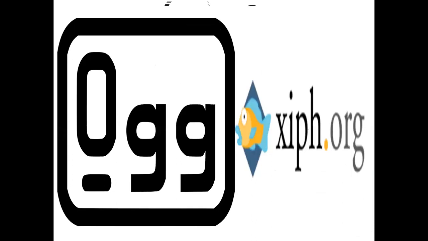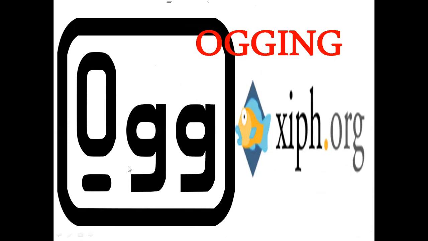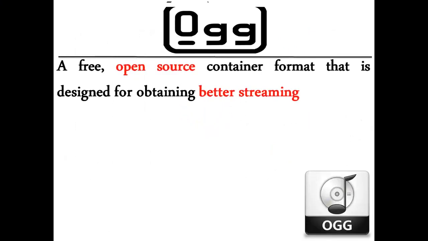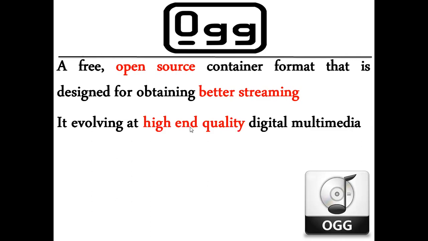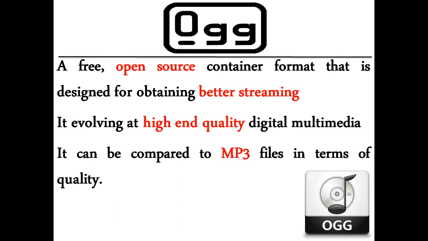Next one is OGG. It has been developed by the Xiph organization. OGG is derived from a word called ogging. OGG is an open source container. Of course, you know the meaning of open source. It's free, in the public domain. OGG is used for high-end quality digital audio. OGG can be compared to the MP3 file format.